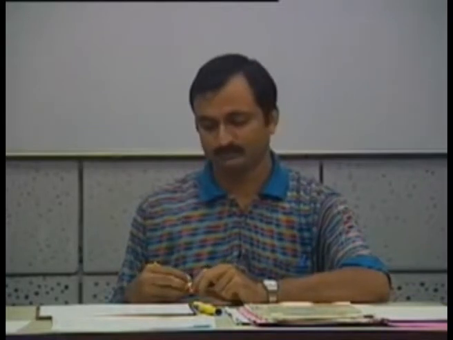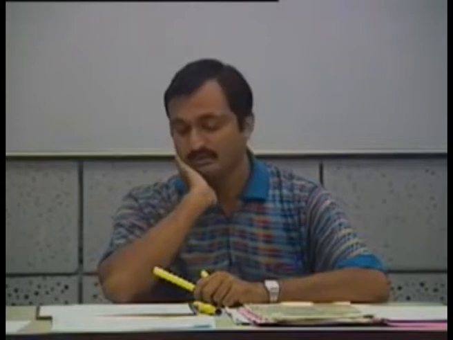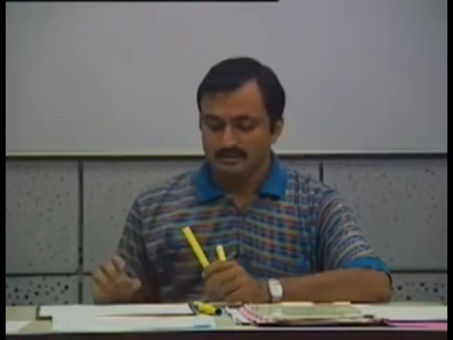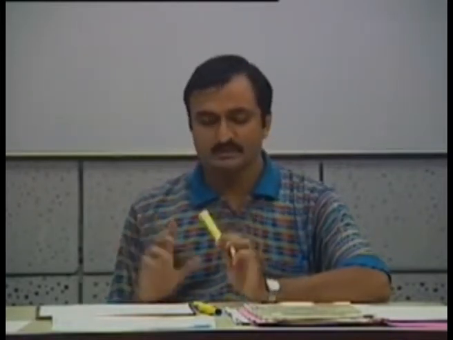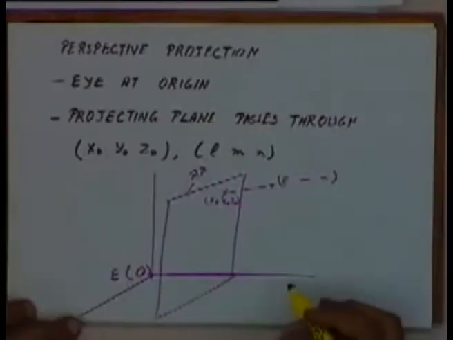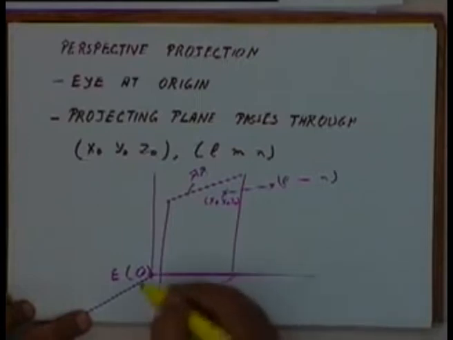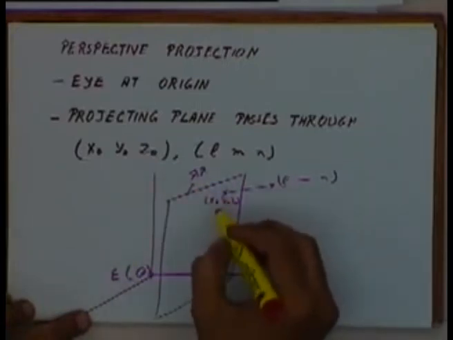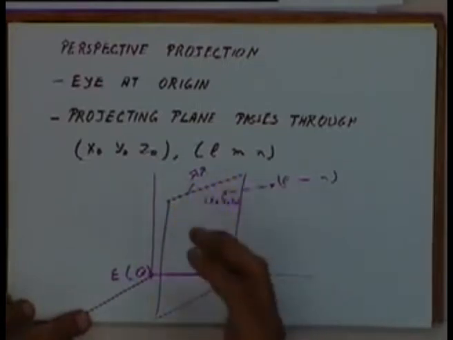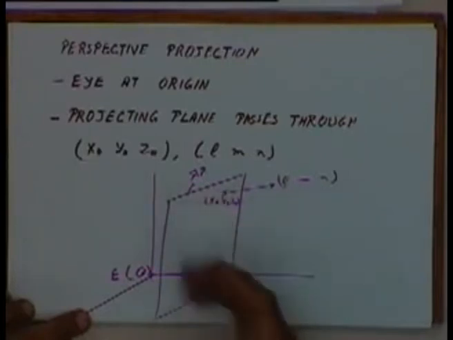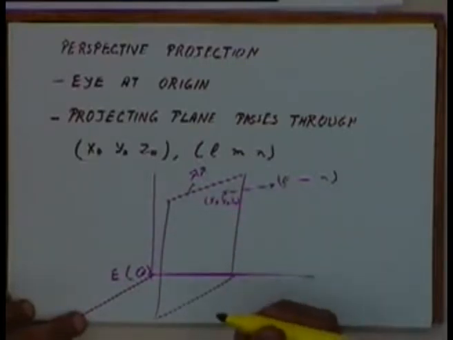Must we rotate the coordinate system so that the plane is along the axis? So we rotate the coordinate system so that the plane is along one of the principal planes, and then translate. So we rotate and then translate so that this projecting plane becomes one of the principal planes. Okay, that can be one way of doing it.